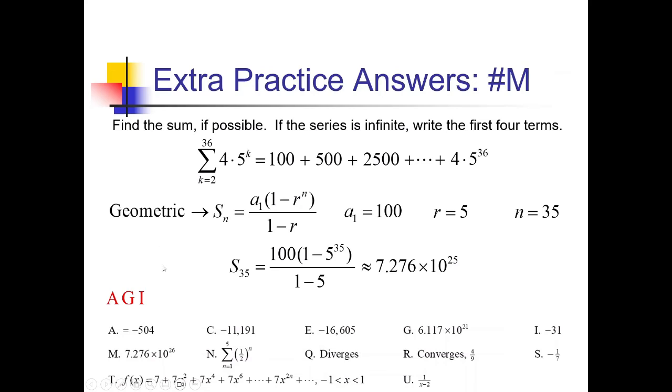So let me write down m as another one. So that's like 3 in a row. Let's see if we can keep this up.